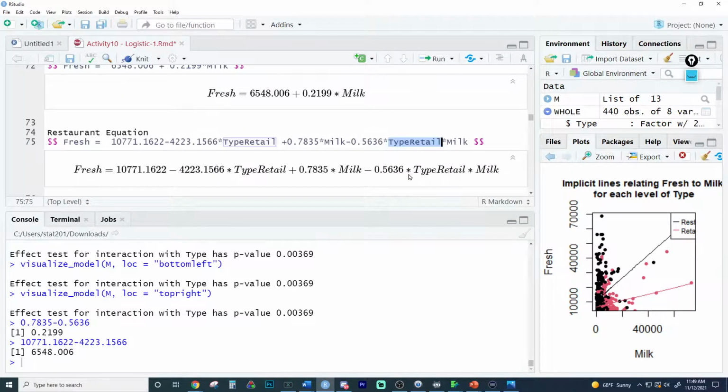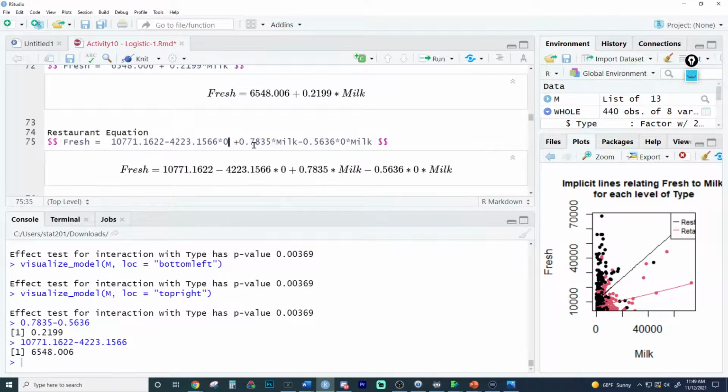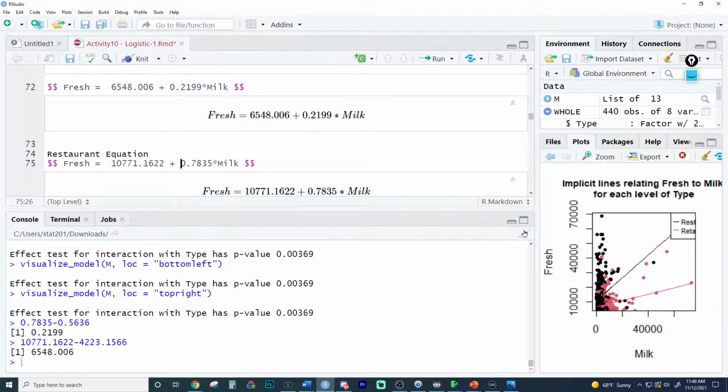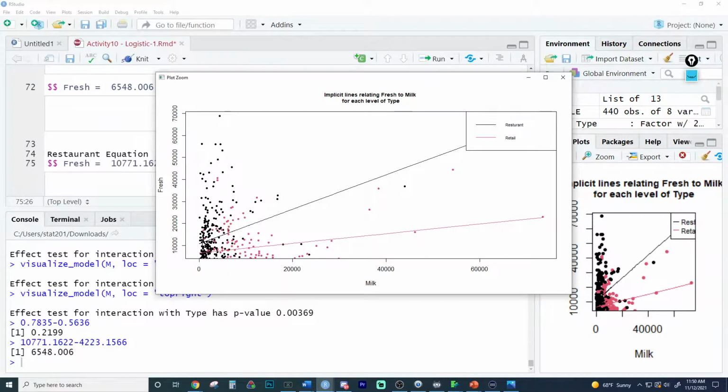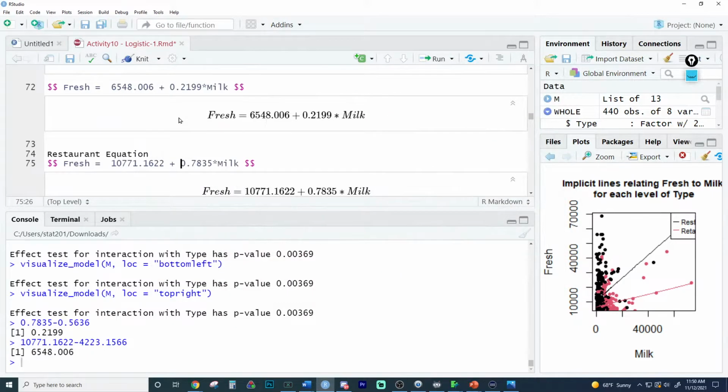So if we see type retail, it's not type retail, so we put in a 0. And it's not type retail here, well, that times 0 is 0. And then this times 0 is 0. And there's the equation. So that is the equation of the black line right here. And you'll notice the slope of the black line is higher and the intercept is higher. So we should see a higher intercept, which we do, and we should see a higher slope, which we do.